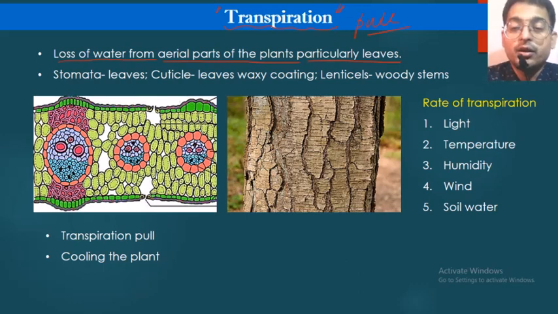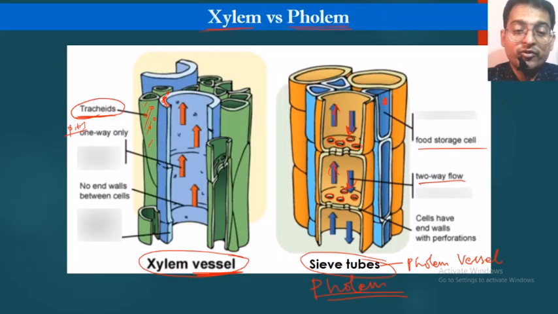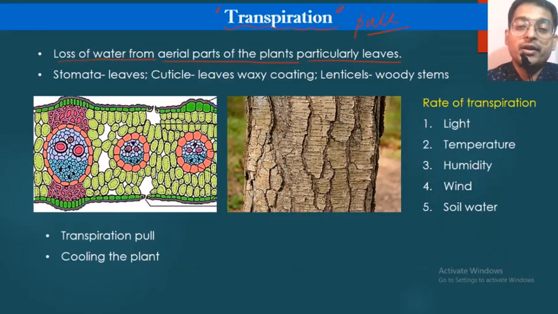You know very well that xylem has xylem vessels, and a xylem vessel is a continuous pipe. Correct? From the previous lesson, the xylem vessel is a continuous pipe. There is no partition. So what is going to happen? Due to transpiration, a negative pressure is produced, which is called the transpiration pull. This transpiration pull will pull the water from the roots to the upper parts of the plant.